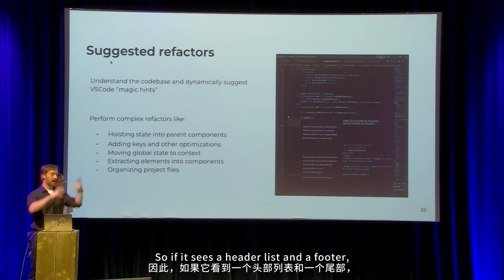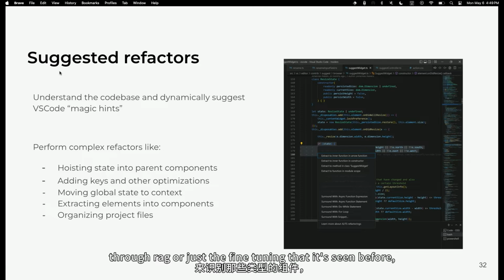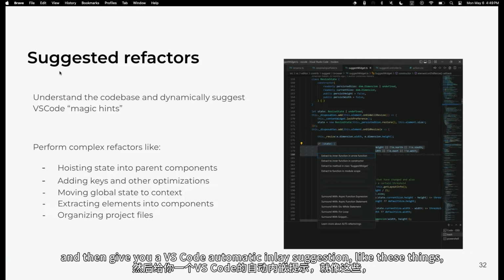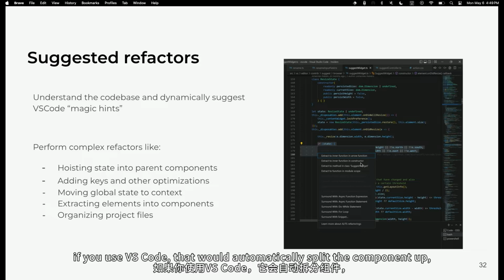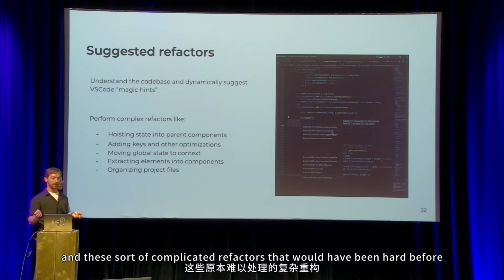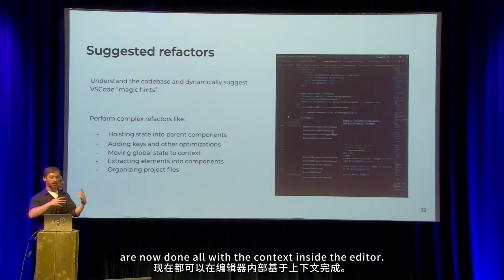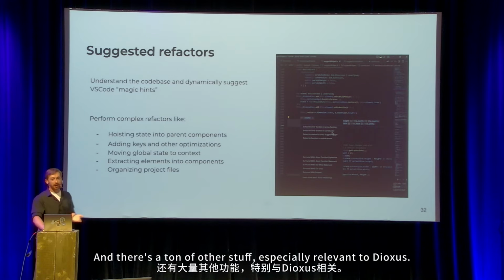So if it sees a header, list, and a footer, it would be able to identify those types of components through RAG or just the fine-tuning that it's seen before, and then give you a VS Code automatic inlay suggestion, if you use VS Code, that would automatically split the component up and pull this data apart. These sort of complicated refactors that would have been hard before are now done all with the context inside the editor.